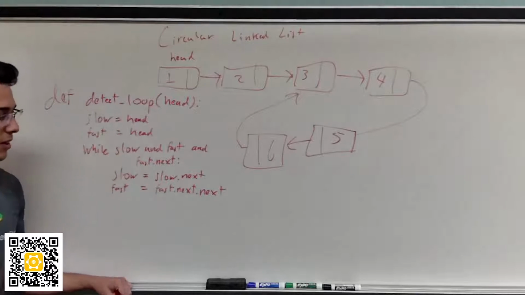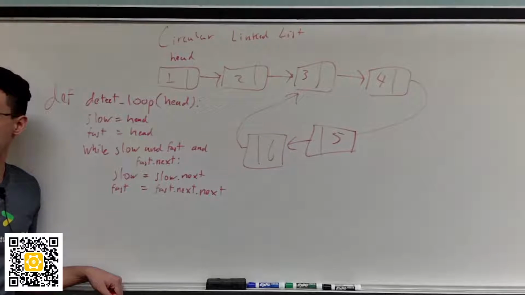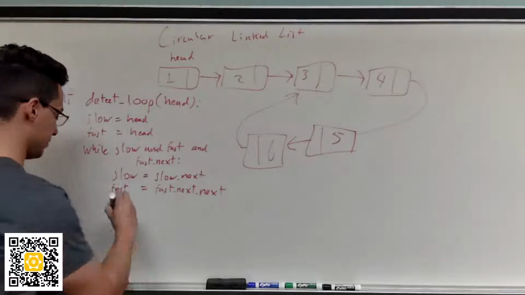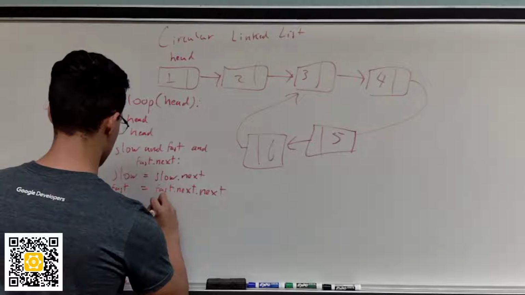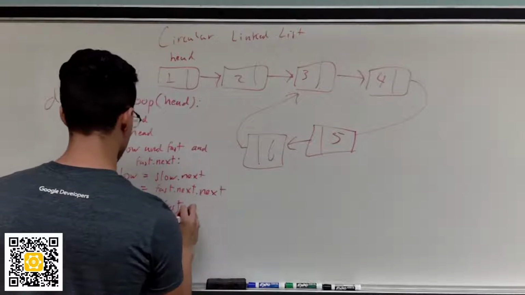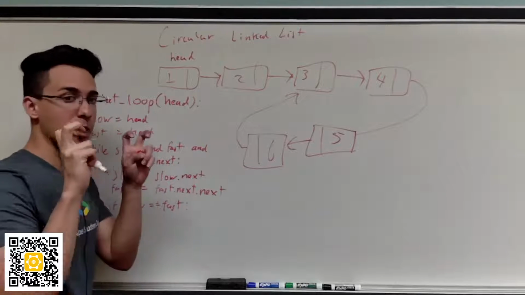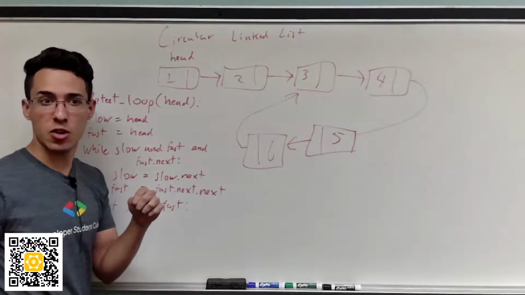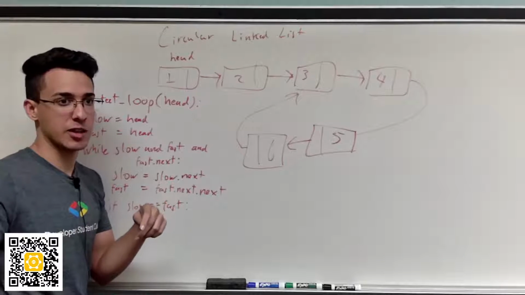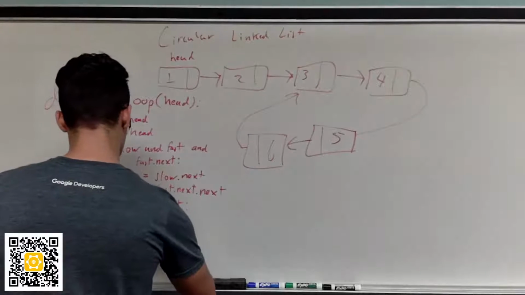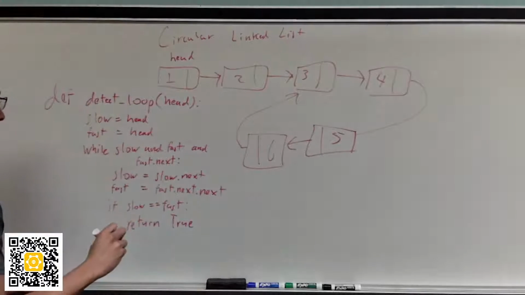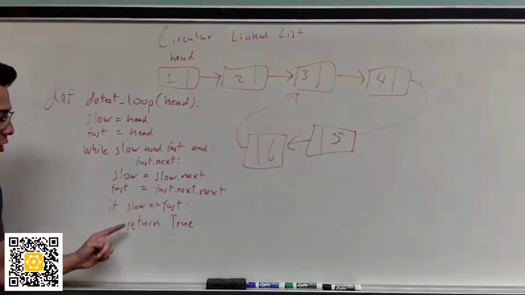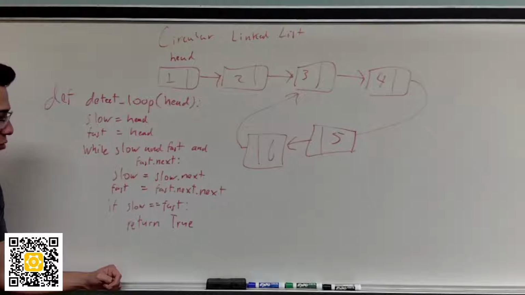And then what do we need to do after this? Return true if slow equals fast. So that means fast caught up to slow when it went around the cycle. It went around the cycle and now it caught up. Then return true. So if slow equals fast, return true.